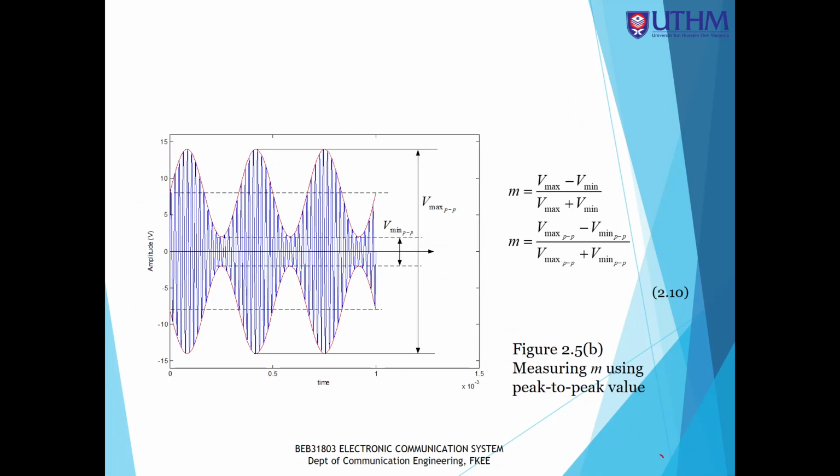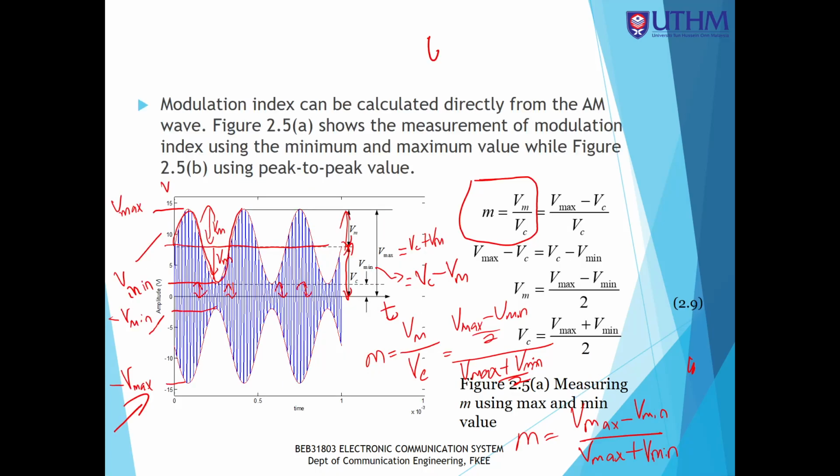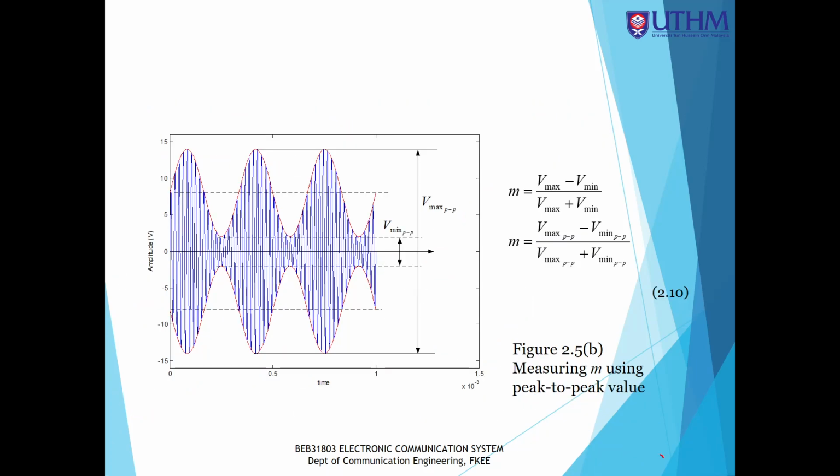You can also write in terms of peak to peak. So if it is a peak to peak amplitude, daripada peak positive to peak negative, previously we only consider half. In this case, dalam case ini kita cuma consider separuh bahagian. But we can also consider the whole sections, positive and negative. In that case, you can write Vmax peak to peak minus Vmin peak to peak, divide over Vmax peak to peak plus Vmin peak to peak.